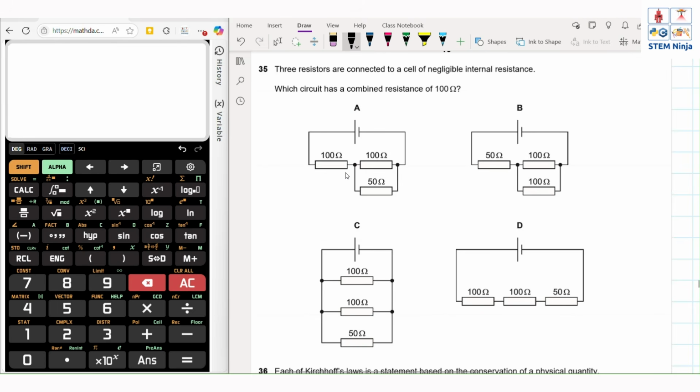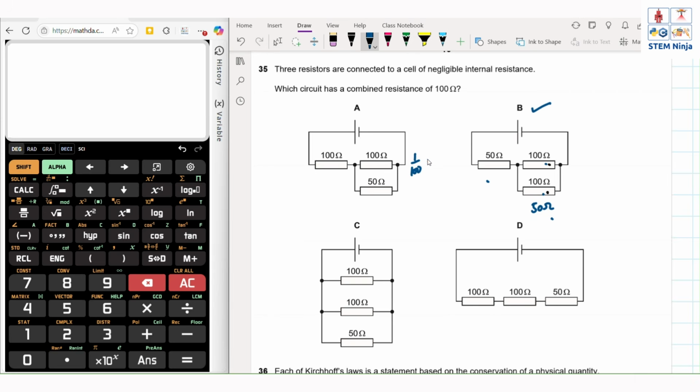Three resistors are connected to a cell of negligible internal resistance. Which circuit has a combined resistance of 100 ohms? Okay, so remember that whenever you have parallel resistors, this becomes 50. So the parallel combination of 100 and 100 becomes 50 ohms. So I think B would be the correct one. 50 plus 50 is 100, but just to go through the rest of them, let's see this also.